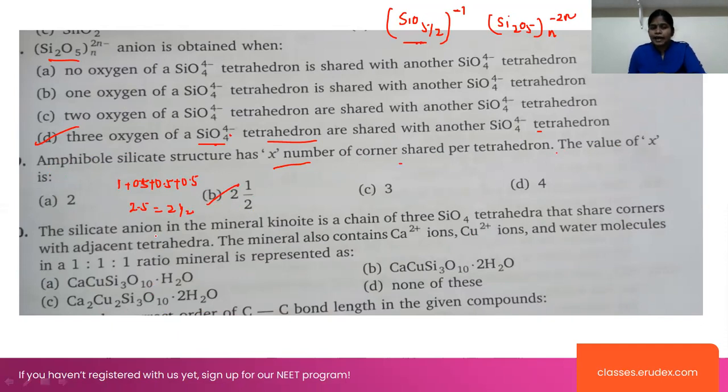Next one is: the silicate anion in the mineral keonite is a chain structure, a chain of SiO4 tetrahedra that share corners with the adjacent tetrahedra. The mineral also contains Ca2+ ions, Cu2+ ions, and water molecules in the ratio of 1:1:1, and the mineral is represented as. Here, look at these. Those are given in the 1:1:1 ratio. Then the formula will be Ca Cu Si3 O10 2H2O here. So this is the formula for this structure.